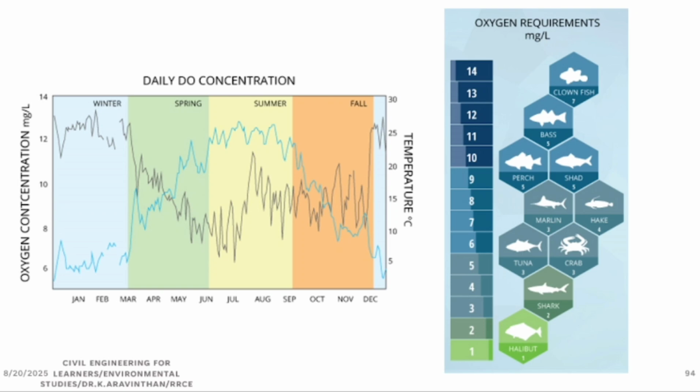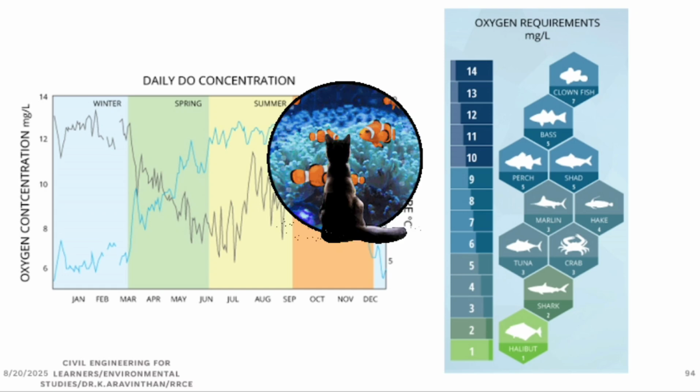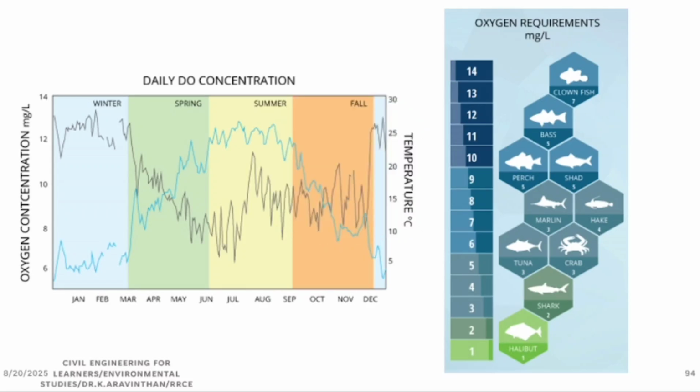Now you can see, according to the oxygen level from 14 milligram per liter, the different species, biotic components also change. Have you seen clownfishes? Clownfishes are very small. They are very colorful. You can see them in an aquarium. They will only live in a higher oxygen level, that means 13 to 14 milligram per liter.